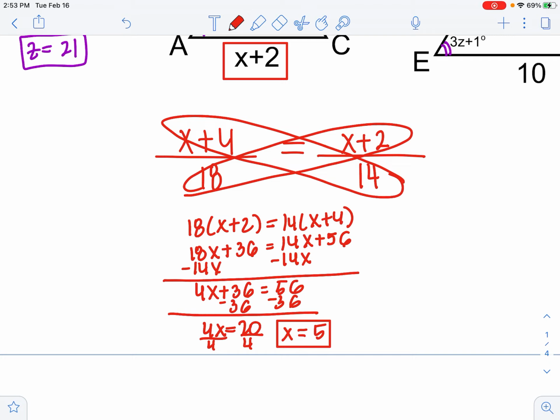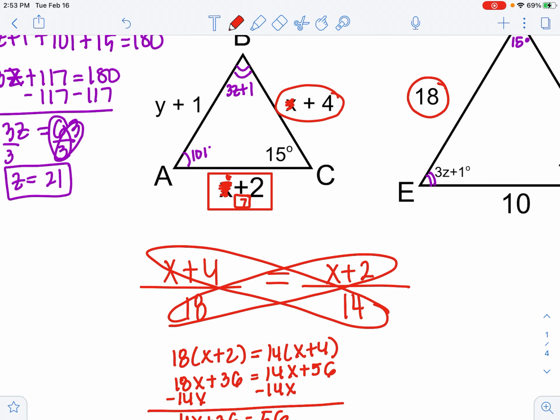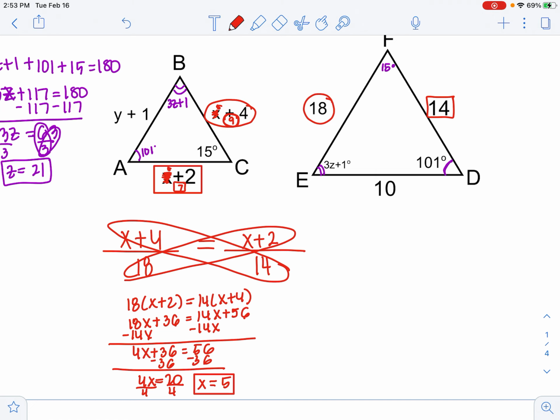Now remember, you still need to solve for y, and we chose to solve for x first because we needed it to solve for y. So now I'm going to replace all my x's with 5s. So this is 5 plus 2, so this is now 7. This is 5 plus 4, so this is now 9. And that's all where the x's are.